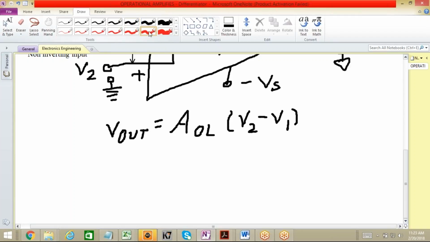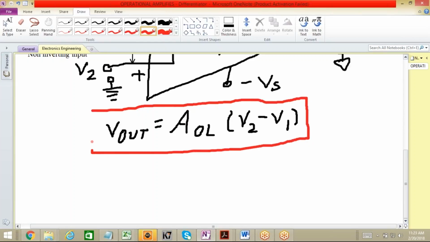Fine. So just remember this point. This is a very important case. I mean, this is the main case over here, which we will be studying here. So output is associated to the open loop gain and difference of the voltages.